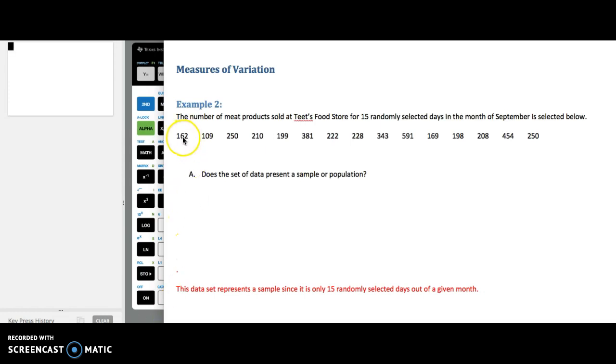So 162 meat products, 109, 250, 210, 199, 381, 222, 228, 343, 591, 169, 198, 208, 454, and 250. Does this data set represent a sample or a population?